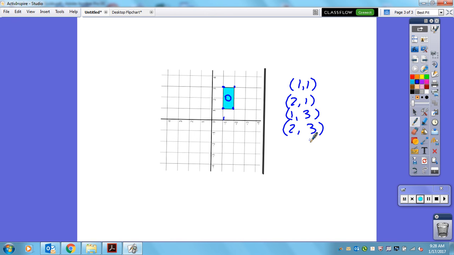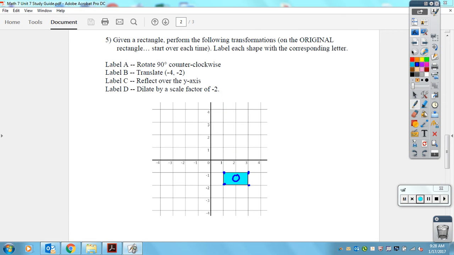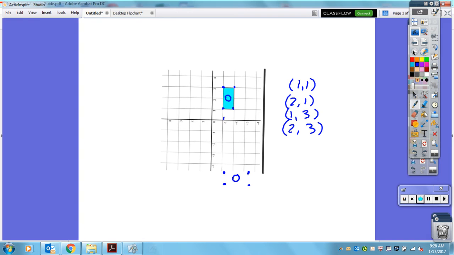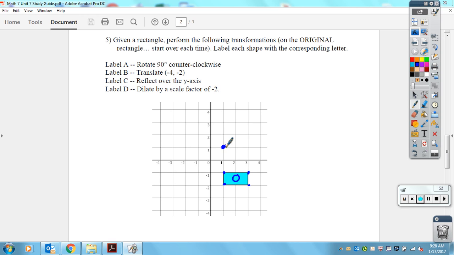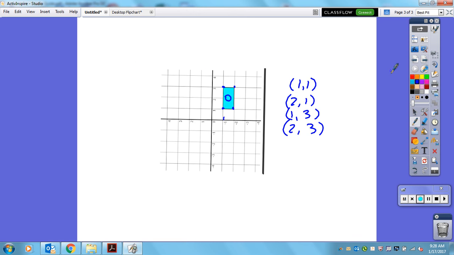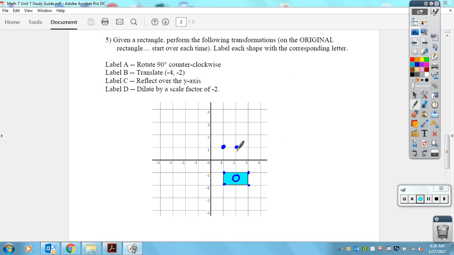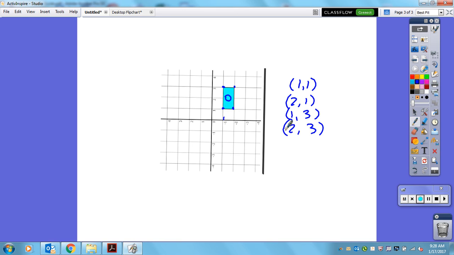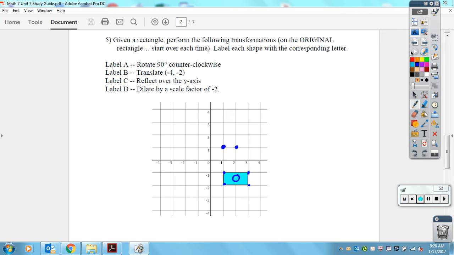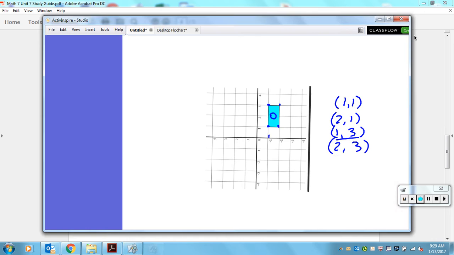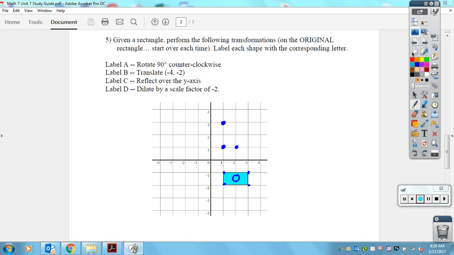I'm going to graph these 4 coordinates on this. 1, 1. 2, 1. 1, 3. 1, up 3. And you can probably tell it's going to be right there, but it is 2, 3. 2, up 3. This is my rotated 90 degrees counterclockwise shape. This is A, so I'm going to label it A.